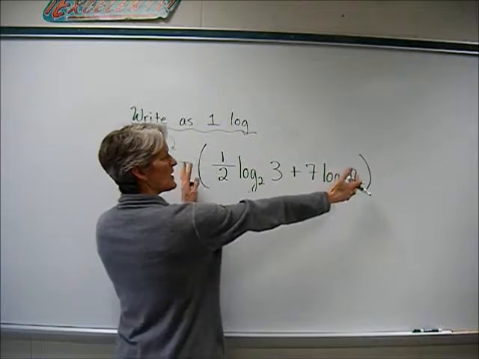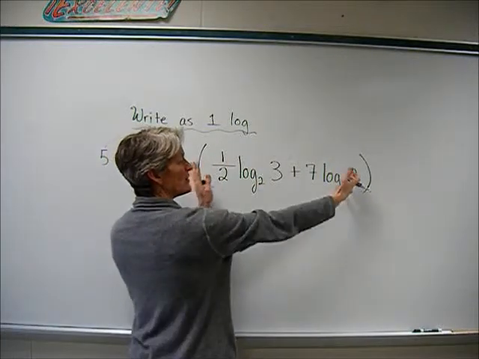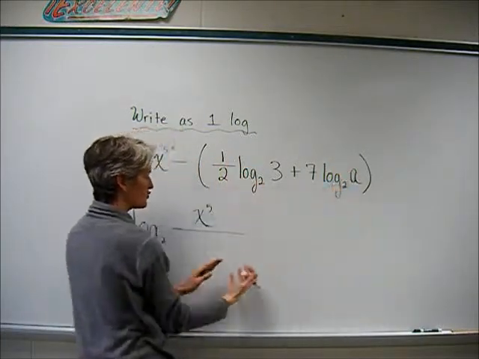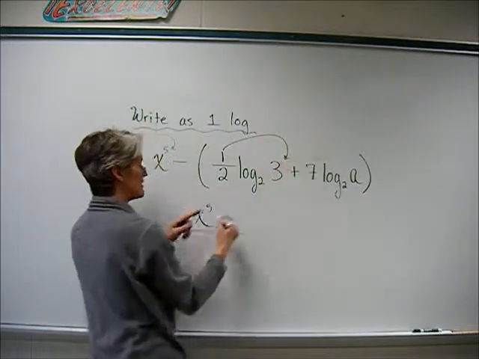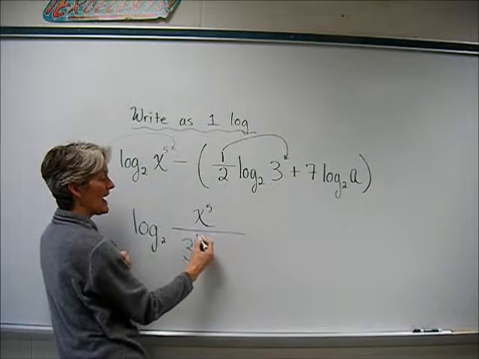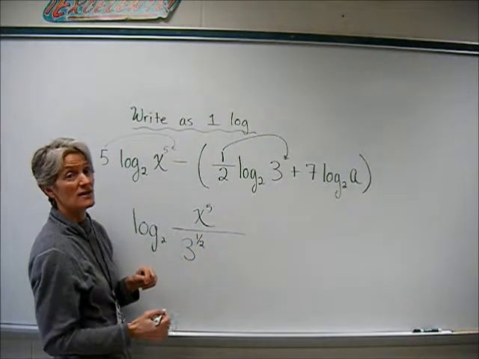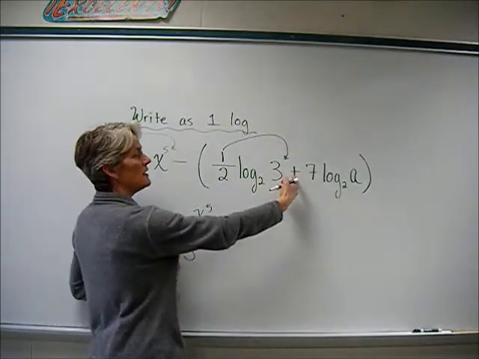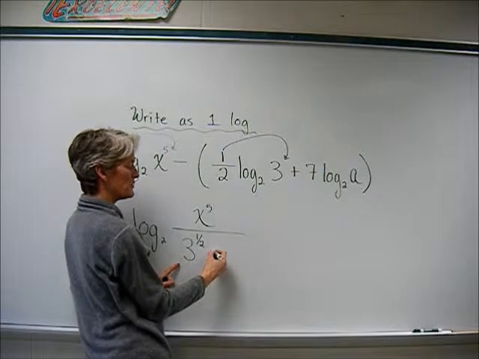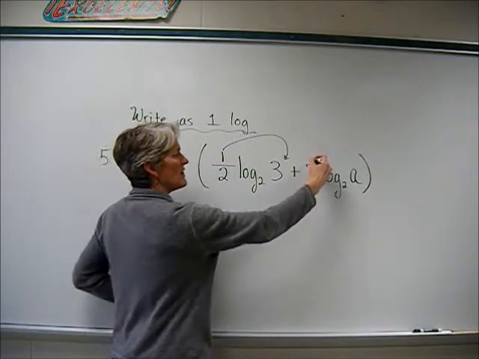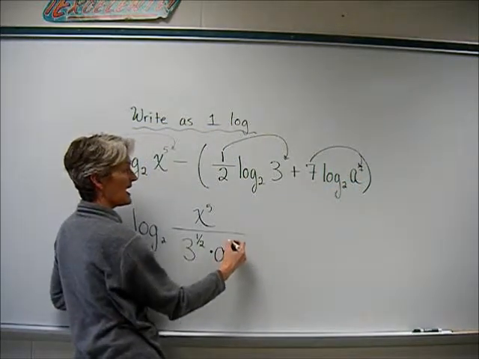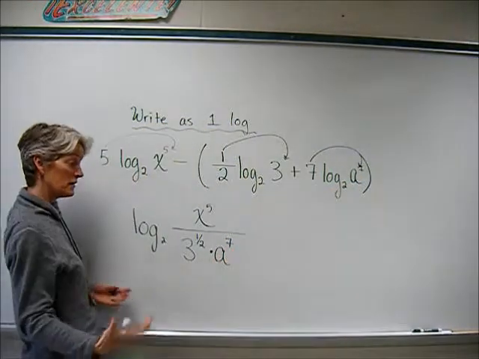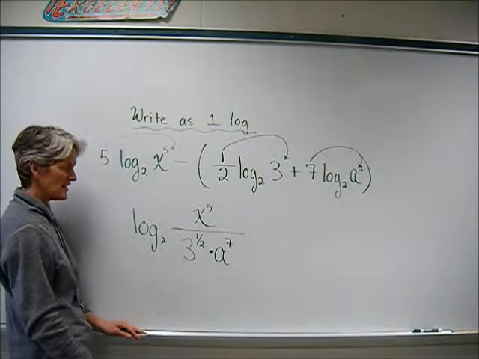Okay, it looks like I've got these parentheses. That means I'm dividing this whole expression. So this whole shebang is going to go down here. This little guy is an exponent, so that's 3 to the 1/2, also known as the square root of 3. Addition becomes multiplication. That little guy is an exponent to the a to the 7th. There it is. It's condensed.